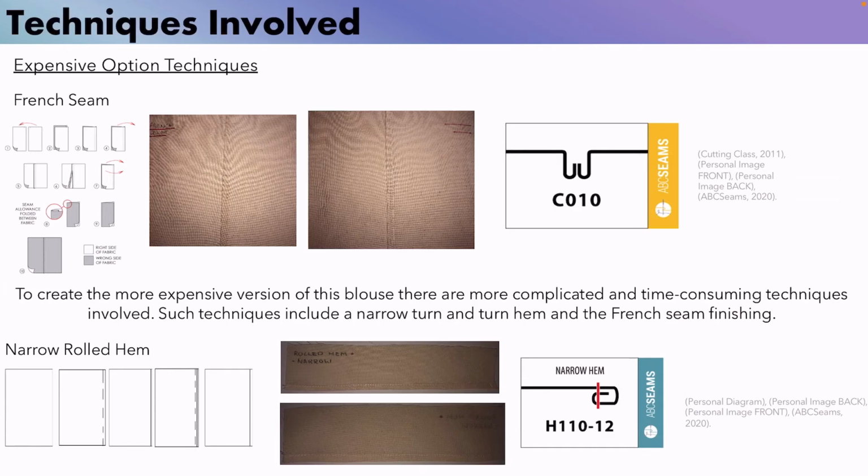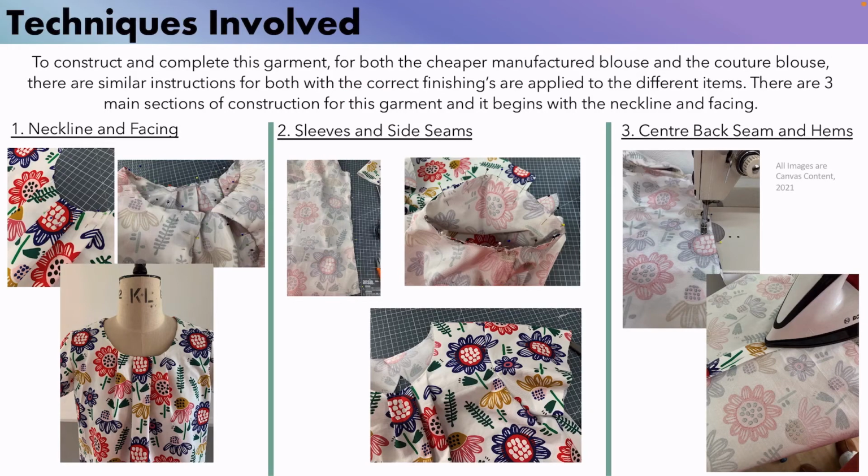hem. This is usually sewn from the right side of the fabric so that it can be seen to be straight on the side that it will actually be seen on.